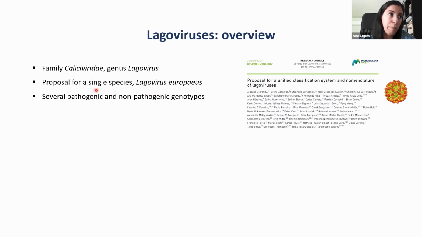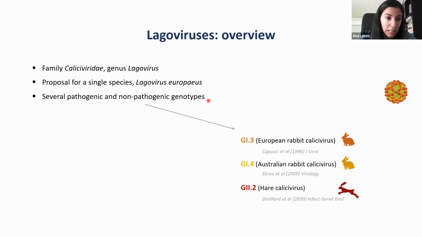So there are a lot of pathogenic and non-pathogenic genotypes in the Lagovirus europaeus species. Let me present you in greater detail, because we will need this in our presentation. The non-pathogenic forms are represented in warm colors. We have G1.3, G1.4, and G2.2. They split between hare lagoviruses and rabbit lagoviruses. G1.3 and G1.4 are only found in rabbits, and G2.2 is only found in hares. This is quite a recent discovery, so we did not include it in our analysis.